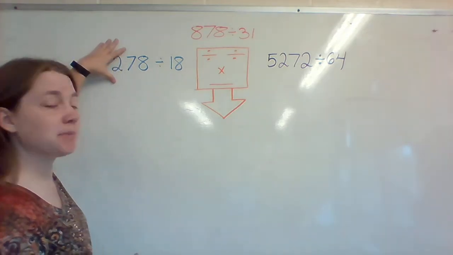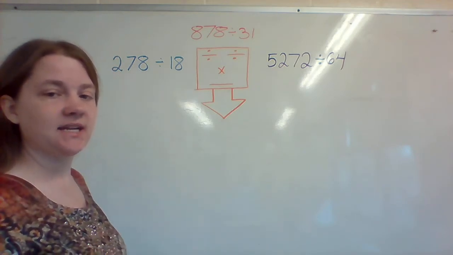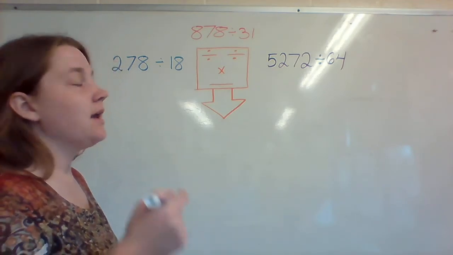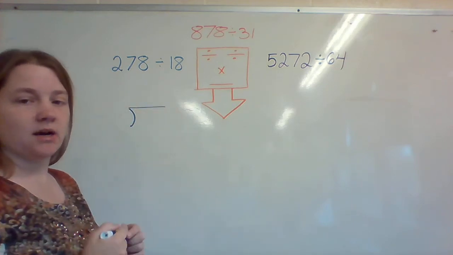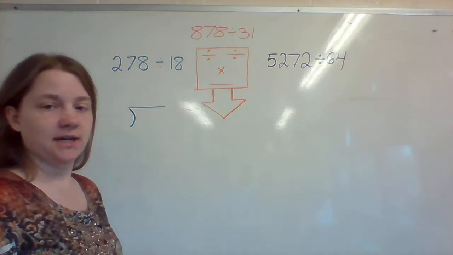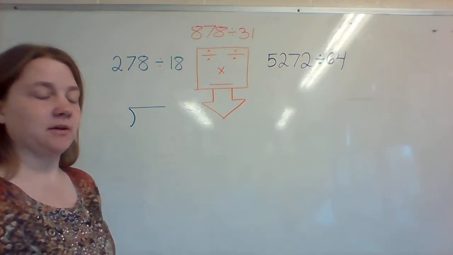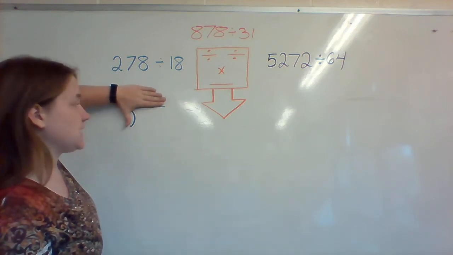You see the first problem up here is set up: 278 divided by 18. And what you need to figure out first is what number is going to go inside the division sign. And here's the way that I like to think about it. I like to think about the division sign as the L.